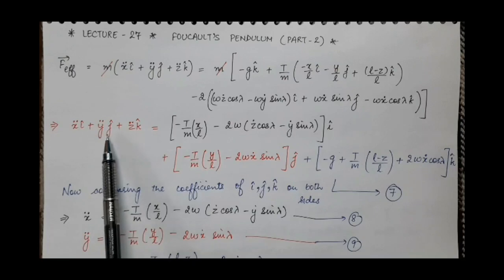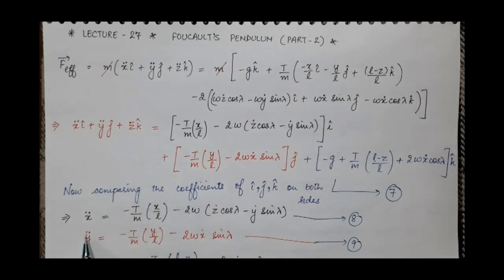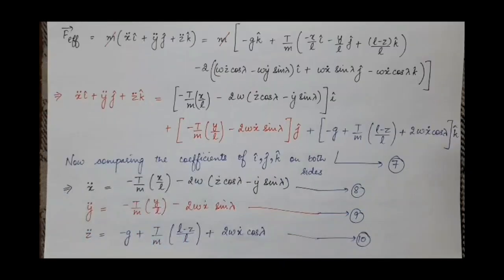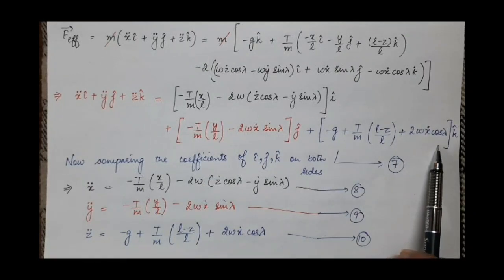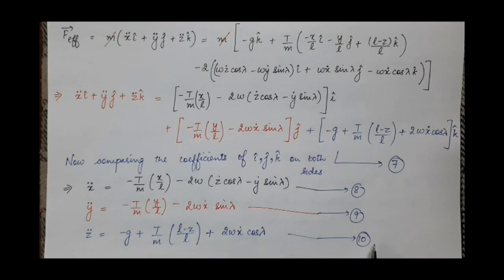Similarly, the coefficient of j cap on the left hand side is y double dot and the coefficient of j cap on the right hand side is this term in the bracket. Write it here and suppose this is equation 9. Then compare the coefficients of k cap on both sides. On the left hand side we have z double dot and on the right hand side we have this term. Suppose this is equation 10.